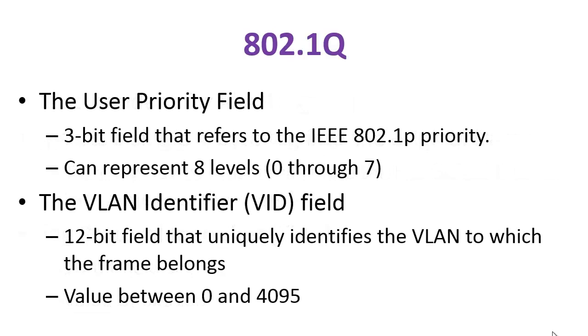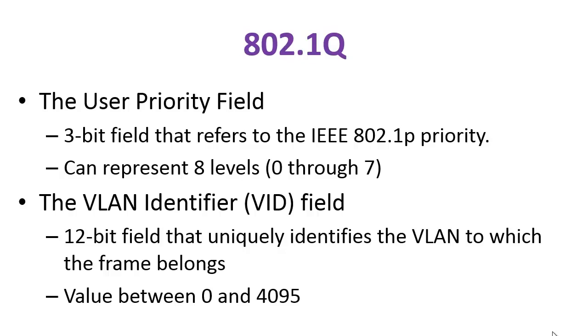802.1Q also has a user priority field. Now, if you've worked at all with telephony, this would look familiar to you. The 3-bit field refers to the 802.1p priority, and there are 8 separate levels of priority. And then it also has a VLAN identifier field, and this is a 12-bit field that uniquely identifies the VLAN to which the frame belongs.